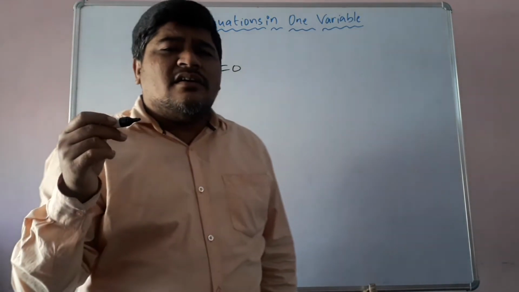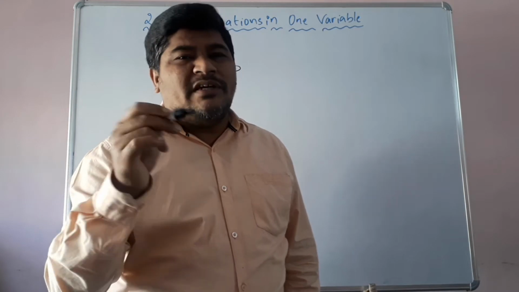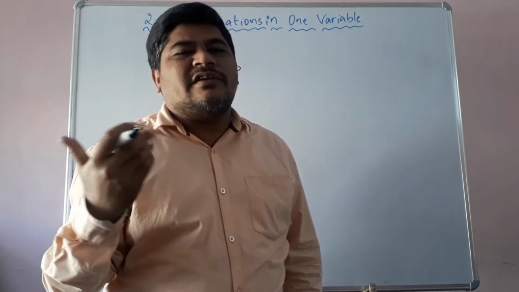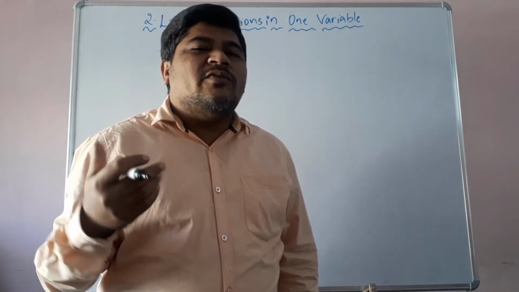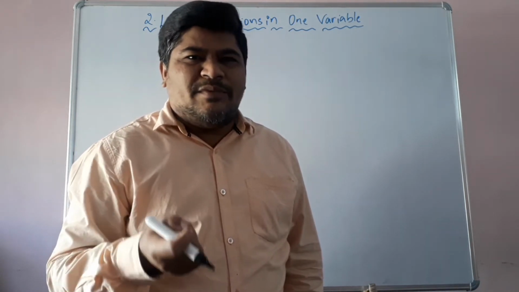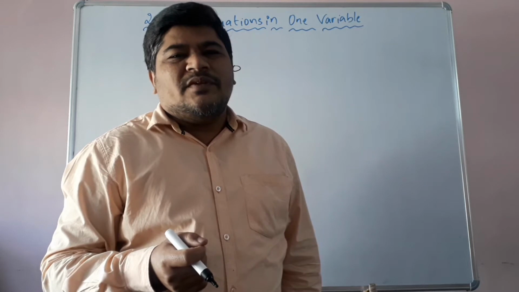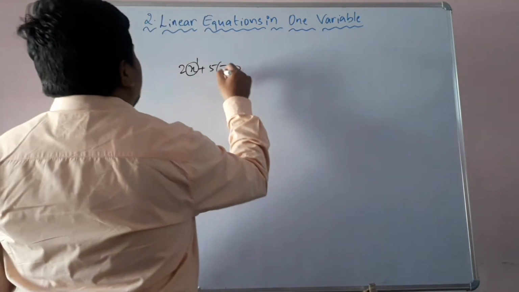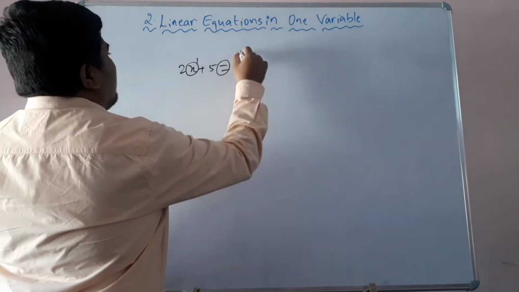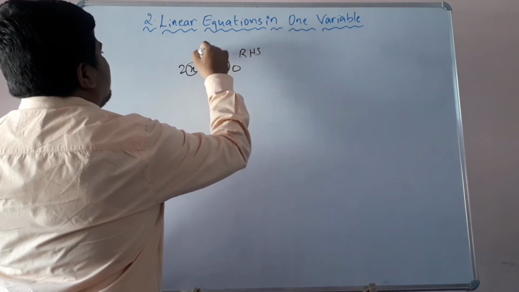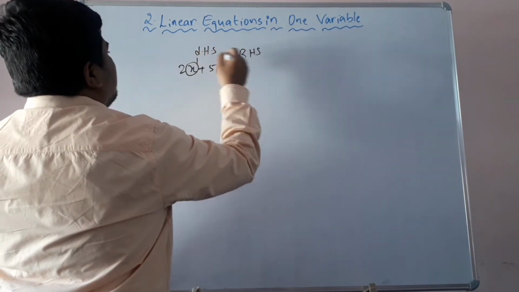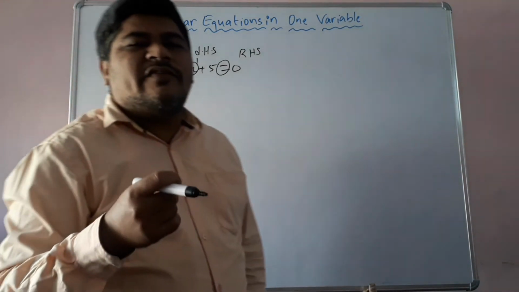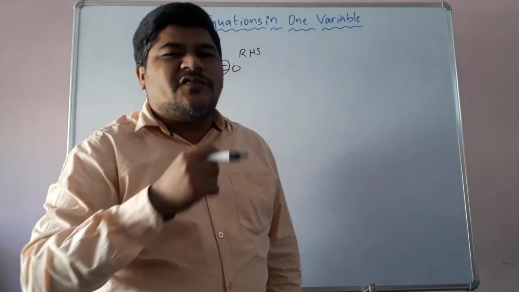So children, even in class 7th we have learnt about simple equations, no? That simple equation's other name is linear equation in one variable. So now we are going to solve problems in somewhat more depth in this chapter. Children, on either side of the equality symbol there are two sides, this is LHS and this is RHS.